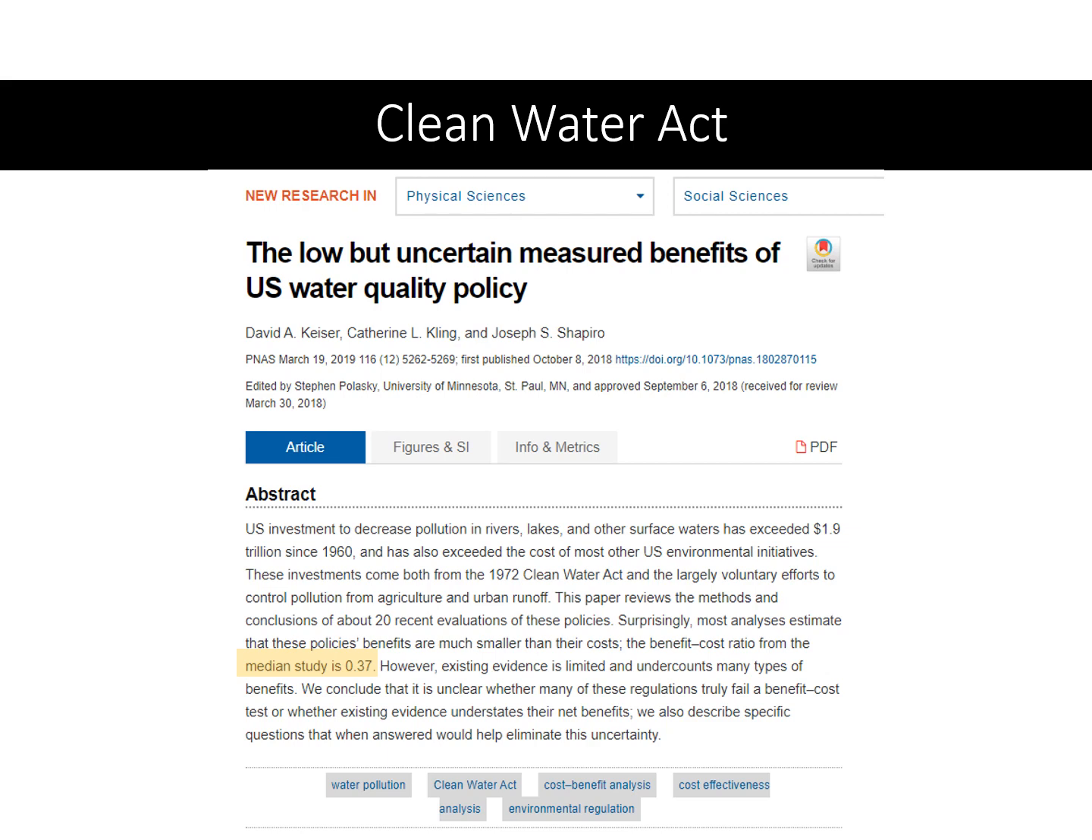So if you think about this, another way of saying that is for every dollar spent, right, on the Clean Water Act, we got 37 cents back of improvement.